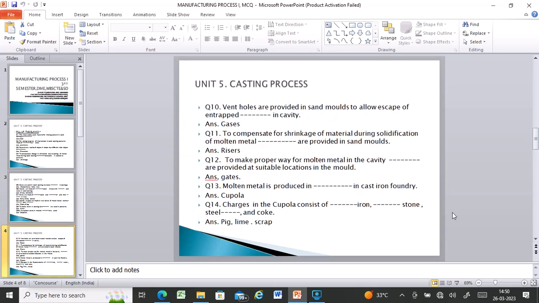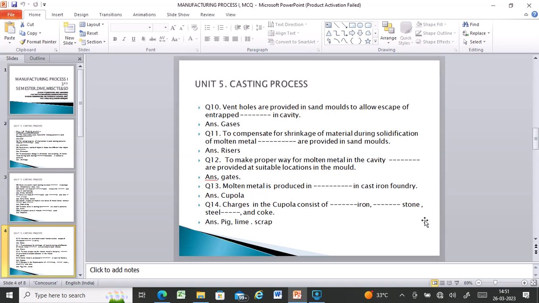Question 10. Vent holes are provided in sand molds to allow escape of entrapped dash in the cavity. Answer: gases. To compensate for shrinkage of material during solidification of molten metal, dash are provided in sand molds. Answer: risers. Question 12. To make a proper way for molten metal in the cavity, dash are provided at suitable locations in the mold. Answer: gates.